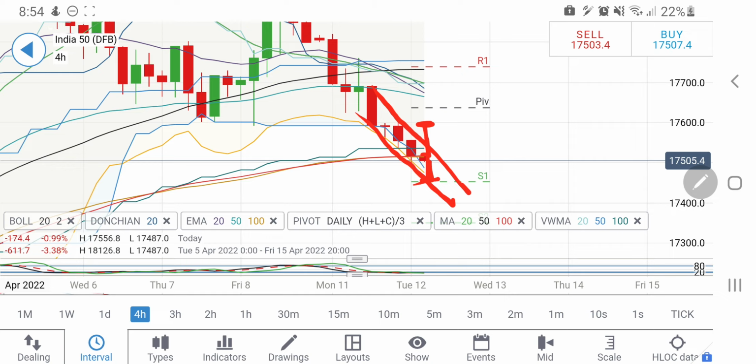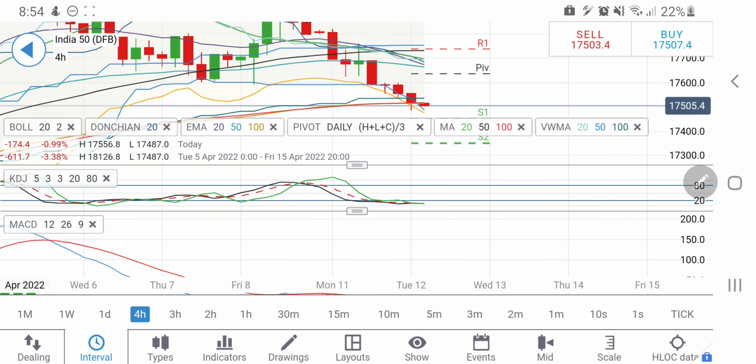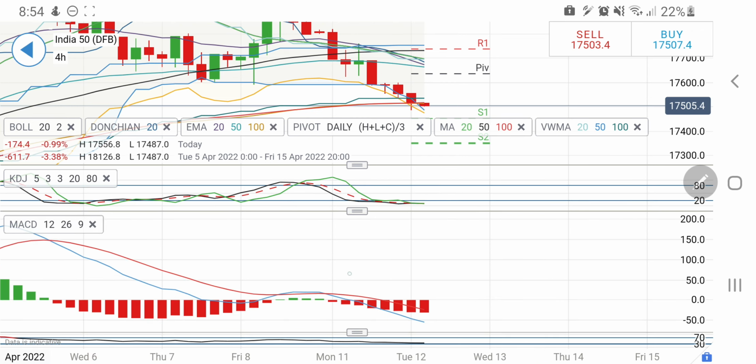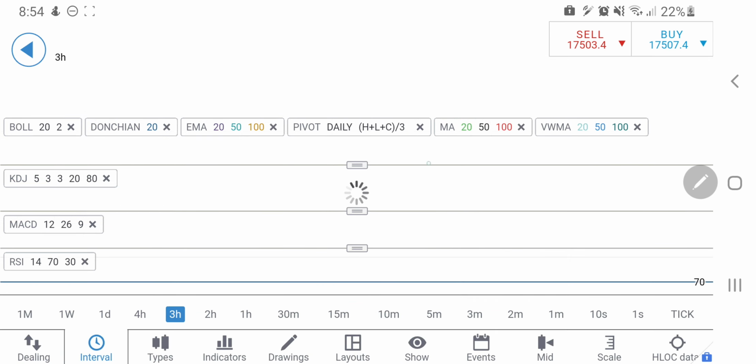In between 17450 and 17600 don't trade. Beyond 17600 you can expect 17700, which is going to be a stronger resistance zone. Look at the 4-hour stochastic, extremely oversold here, hence a bounce back it must, but when it will happen we have to be cautious. It can give couple or more red candles. MACD wide divergent and still on sell. RSI near to oversold. Now look at the 3-hour charts.